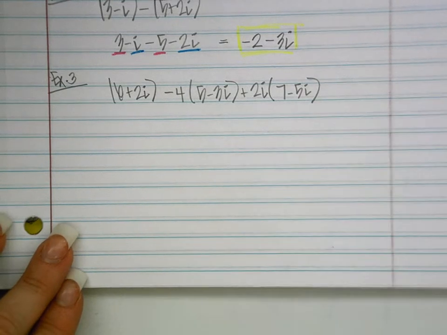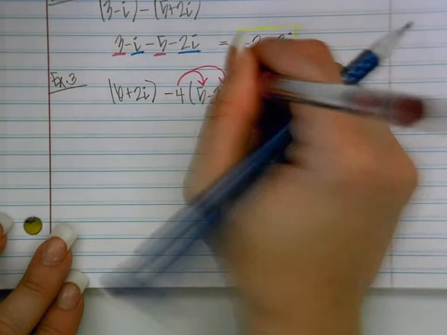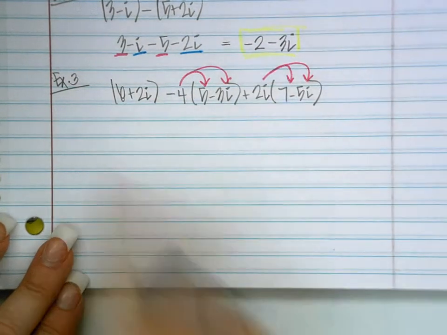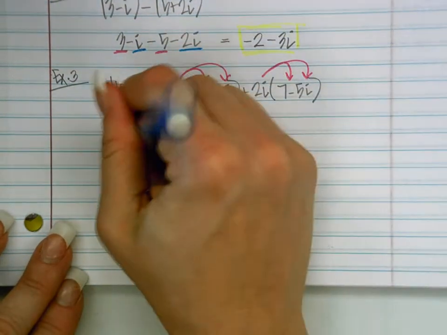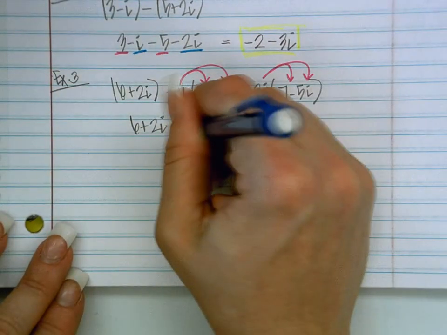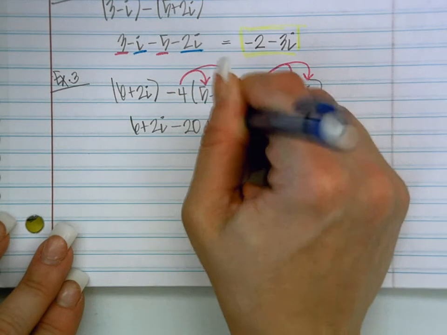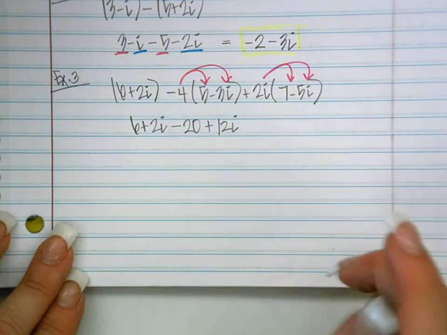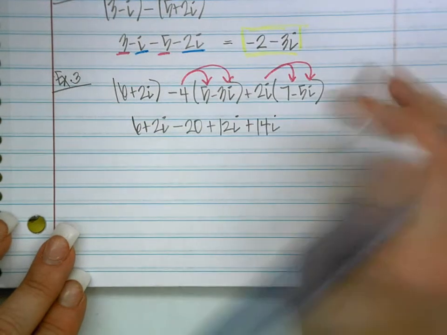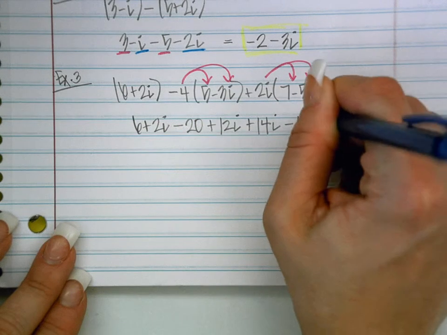So this one, again, is just a bunch of distributing. Make sure that you distribute the sign with each number. So the negative does go with the 4, and then the 2i is going to distribute. So rewrite this: 6 plus 2i. Negative 4 times 5 gives you minus 20. Negative 4 times negative 3i is a plus 12i. 2i times 7 gives you plus 14i. And then 2i times negative 5i is negative 10i squared.